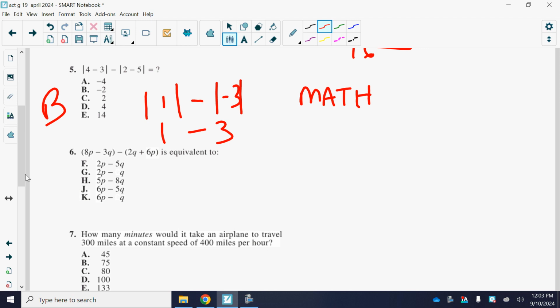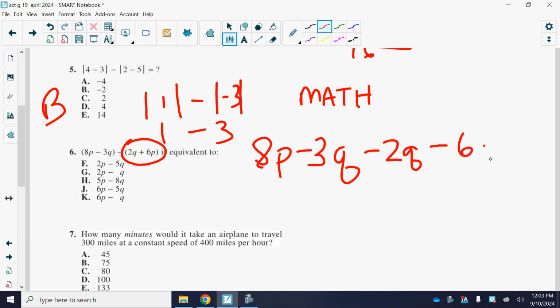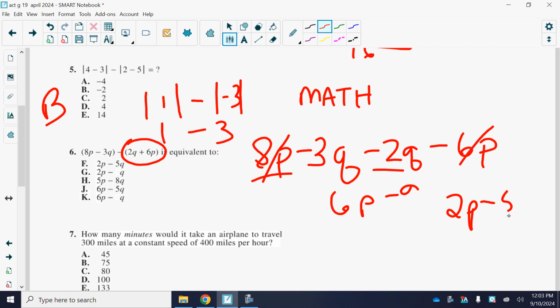Number 6 is negative distributor, so it's 8p minus 3q. This negative is going to change the sign of both of them, right? So it's minus 2q minus 6p. Add the like terms. 8p is 6p minus 9. Wait, oh, I did it wrong. 8p minus 6p is 2p minus 5q, huh? The correct answer there is F.